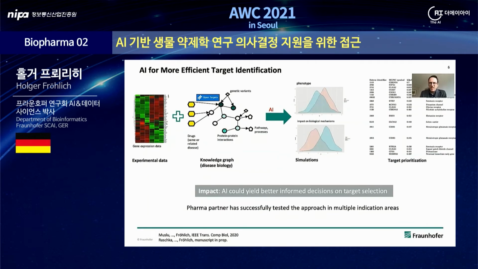We have developed dedicated AI approaches which allow us to combine different types of experimental data, such as gene expression, with a knowledge graph representation of disease biology. Our methods allow us to quantitatively simulate interventions into the biological system, for example, via a drug. Hence, we can estimate the effect of a therapeutic intervention on the disease phenotype, as well as on relevant biological mechanisms. Moreover, we can prioritize drug targets.